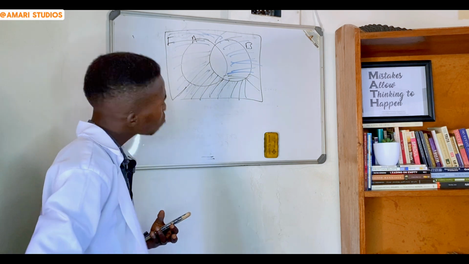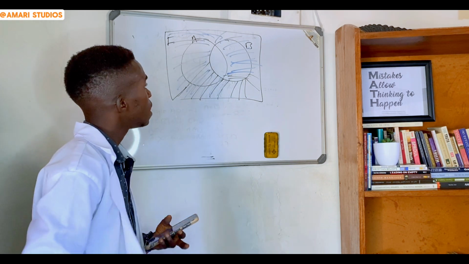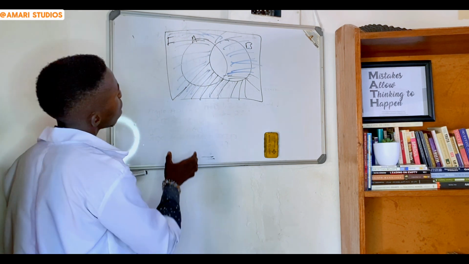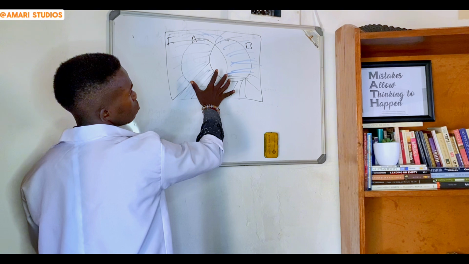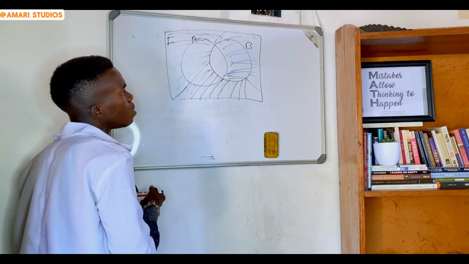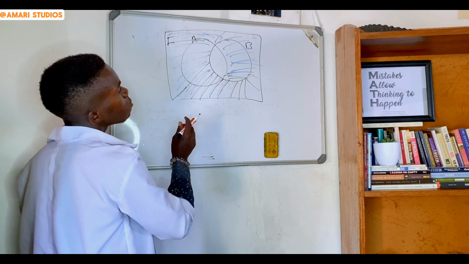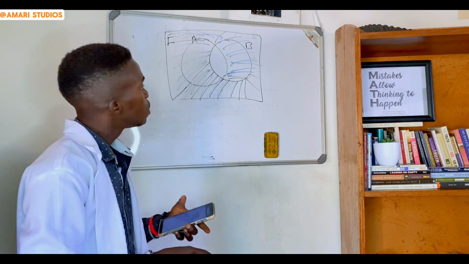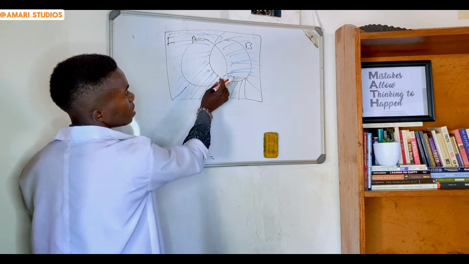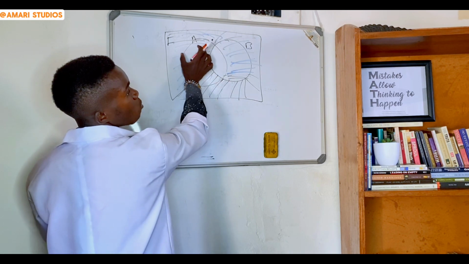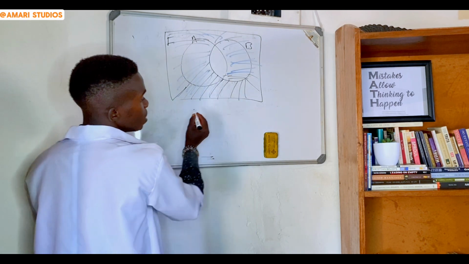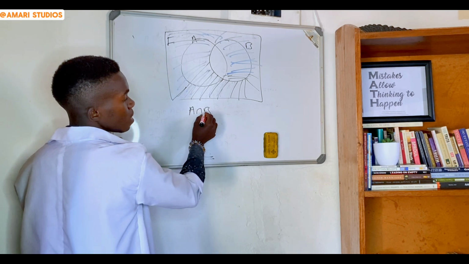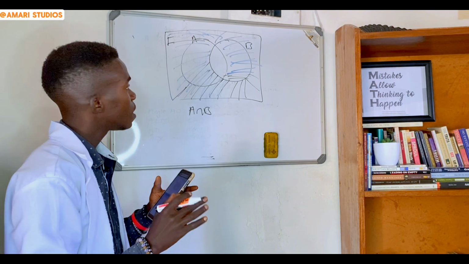As you can see, this one is actually simple and straightforward. The best thing you can do, since they want us to describe the shaded region, is to first describe the unshaded region. The region that is not shaded here is the intersection part of A and B. So you are going to write A intersection B. I'll repeat what I've said again.